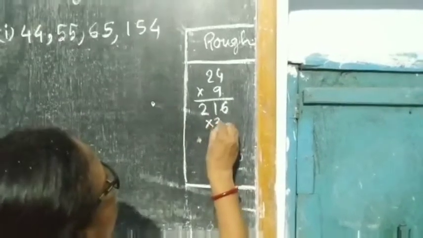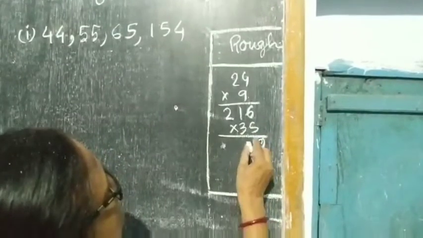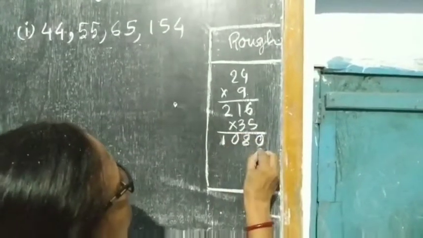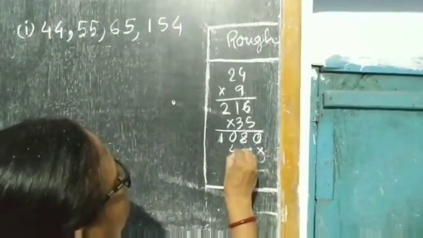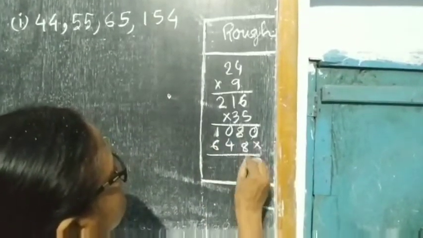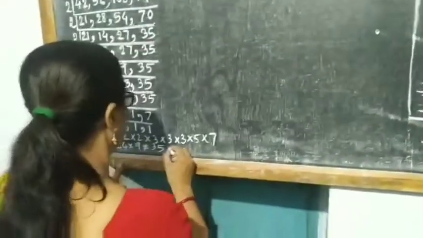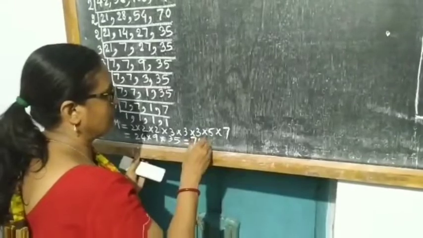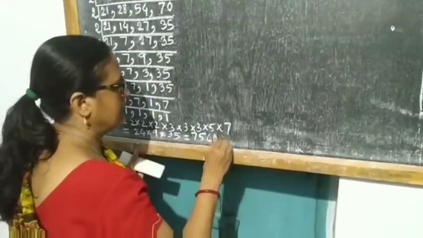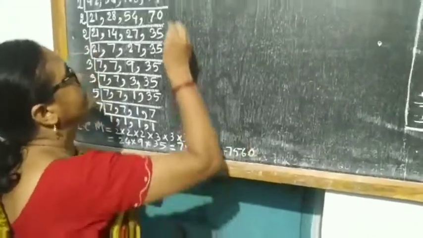Now into 35. 6 fives are 30, 5 ones are 5, 6, 7, 8, 5 twos are 10, 6 threes are 18, 3 ones are 3, 4, 3 twos are 6. So 8 plus 8 is 16, 4 plus 1 is 5, 6 plus 1 is 7. So 7,560, answer 7,560.